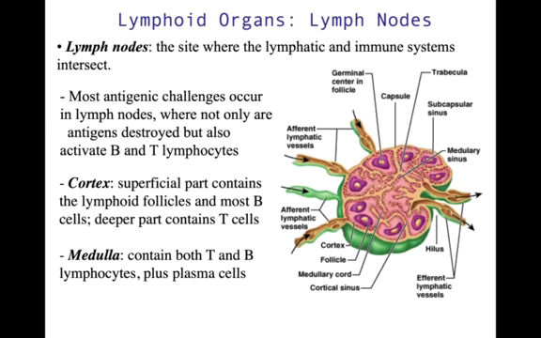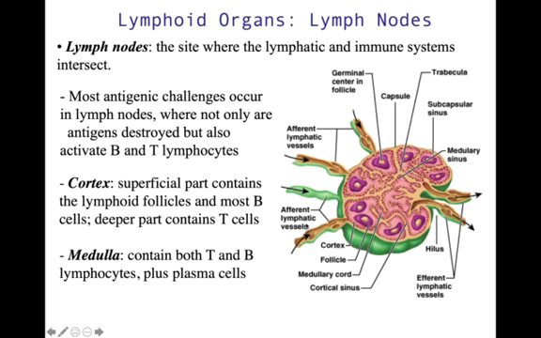All right, so we're going to move on from primary lymphoid organs now to secondary lymphoid organs. The main secondary lymphoid organ that you have in your body are the lymph nodes. These are the same ones that we just talked about when we did the lymphatic system. Most antigenic challenges occur within your lymph nodes. Not only are the antigens destroyed, but this is where the main activation of B cells and T cells occurs.